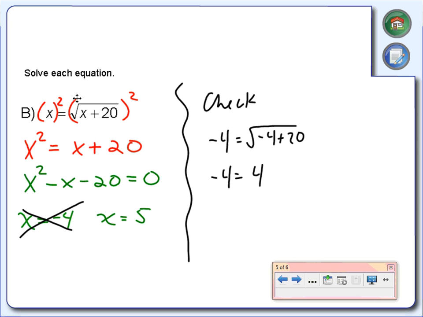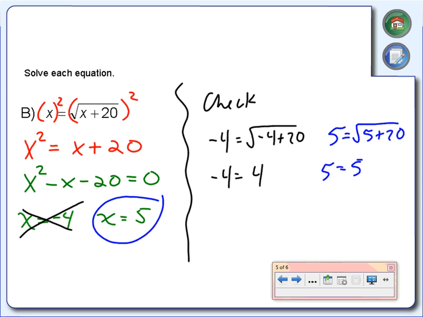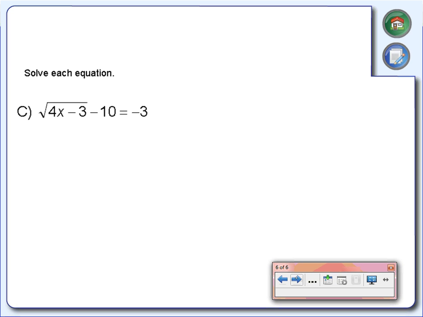You never know. So let's do 5 equals the square root of 5 plus 20. 5 plus 20 is 25, and the square root of 25 is 5. So it looks like we're okay on this one. So our solution to B is just the 5, not the negative 4. There's only one solution. All right, let's do one more here.